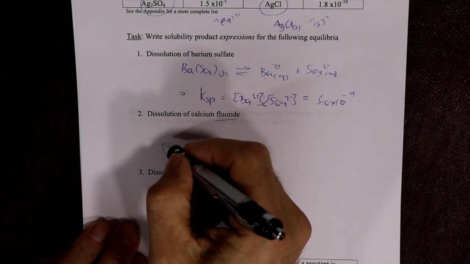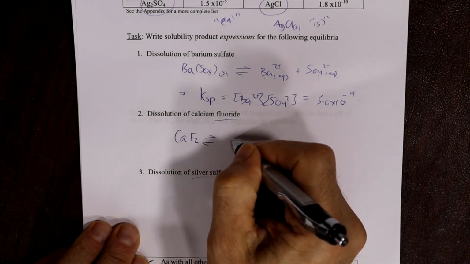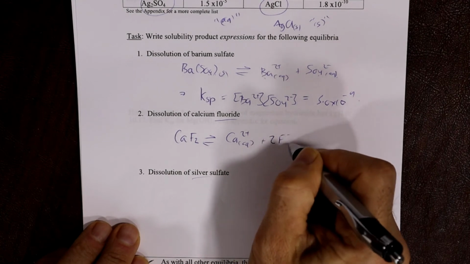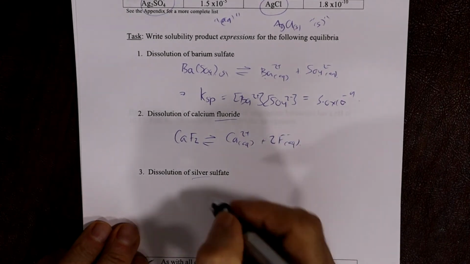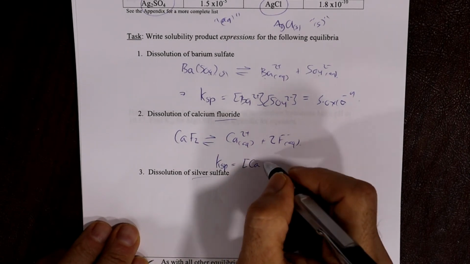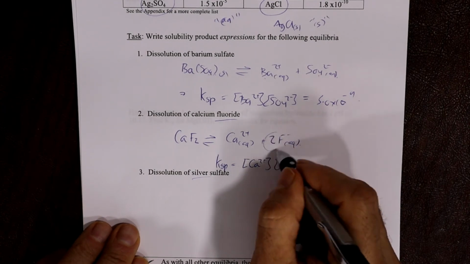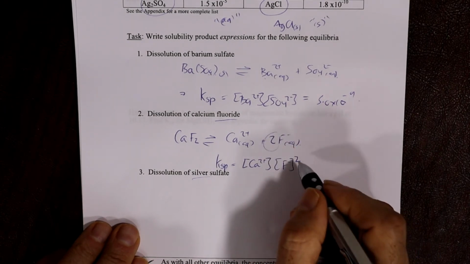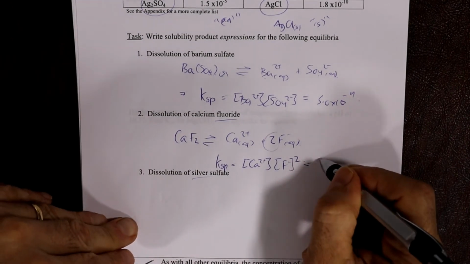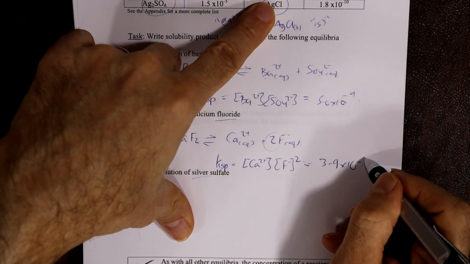All right, next one, calcium fluoride in equilibrium with calcium ions and 2 fluoride ions. Careful, we're going to have that whole power thing. So KSP, products over reactants, forget about the reactant because it's a solid. Same rules apply. It equals Ca2 plus times F minus squared, which equals a number, 3.9 times 10 to the minus 11.